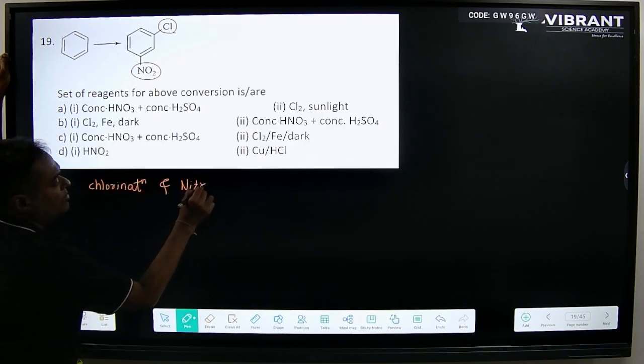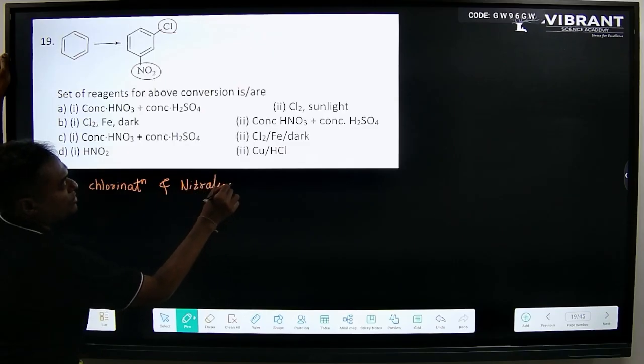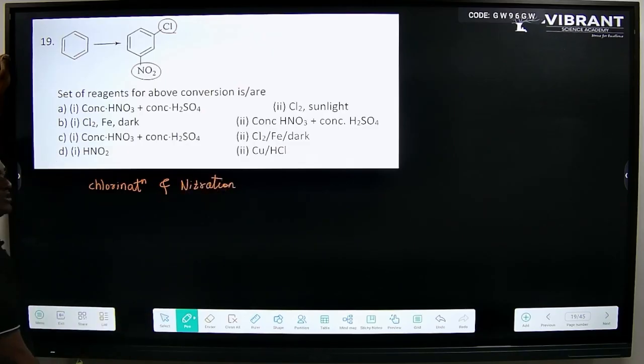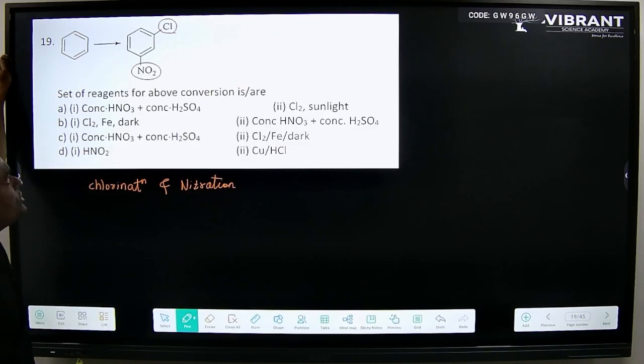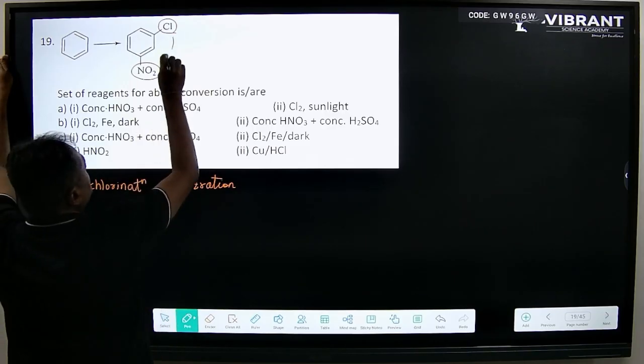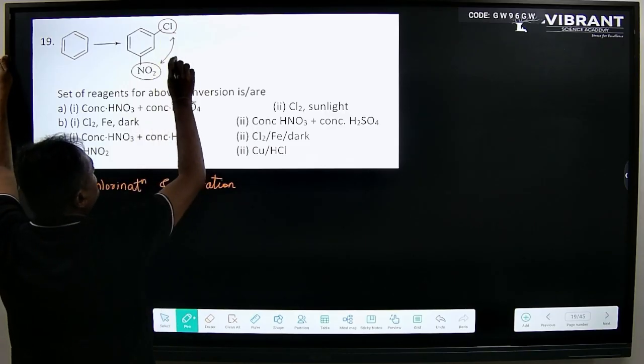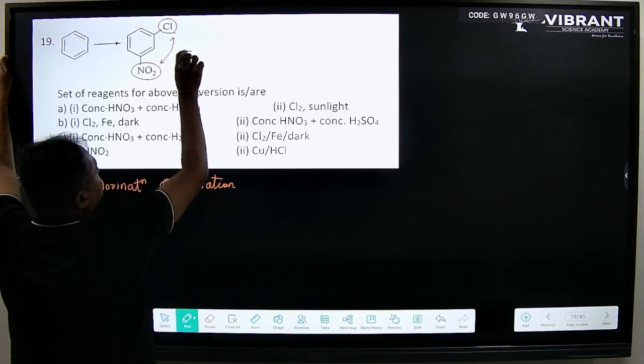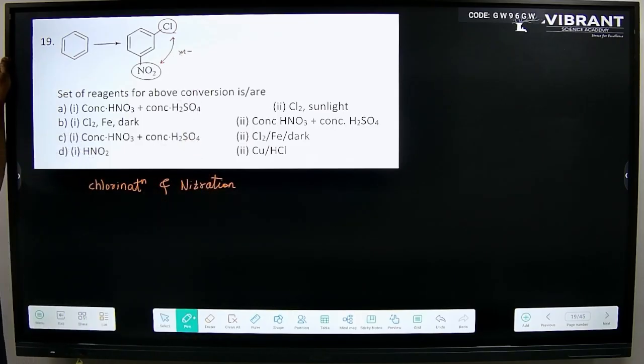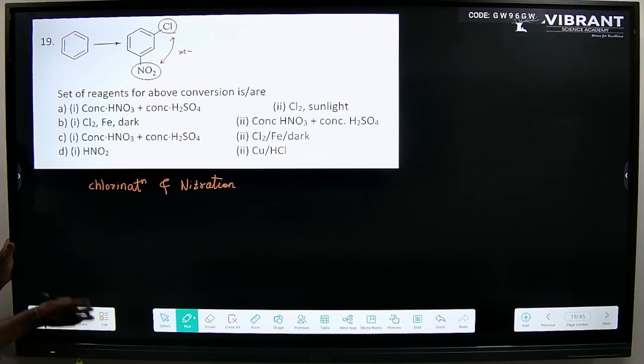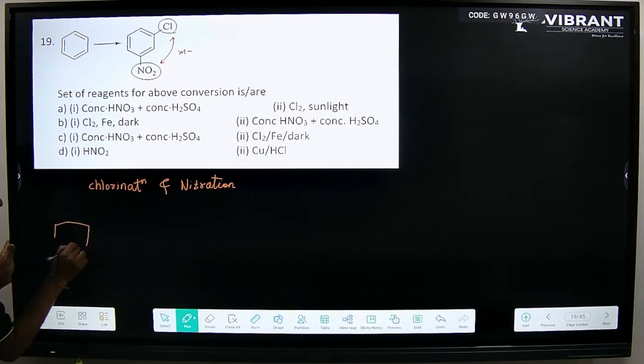The only problem is the sequence, which reaction needs to be done first and which second. The position difference between both groups is meta. That means first you should put the group which is meta directing. Out of chloro and nitro, which is meta directing? The answer is nitro. So this reaction has to be performed like this.